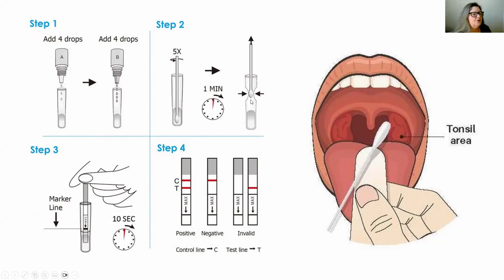And then you're going to pull the swab out. Now, these tubes are plastic, so you can squish them. So the best way to do this, because this is cotton, right?